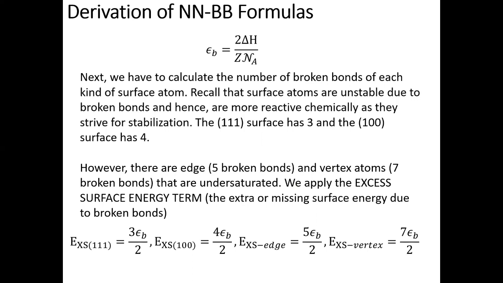So we'll just call this the excess surface energy term. I hope you don't get confused by all these energy terms. But the excess surface energy for the 1-1-1 atom is 3 times the bonding energy divided by 2. Again, we have to divide by 2, right? Because we don't want to count bonds twice. For the 1-0-0 plane, it's 4 times the bonding energy, and we're assuming the bonding energy is the same for all of them, okay? Divided by 2. For the edge, it's 5 times, and for the vertex, it's 7 times.